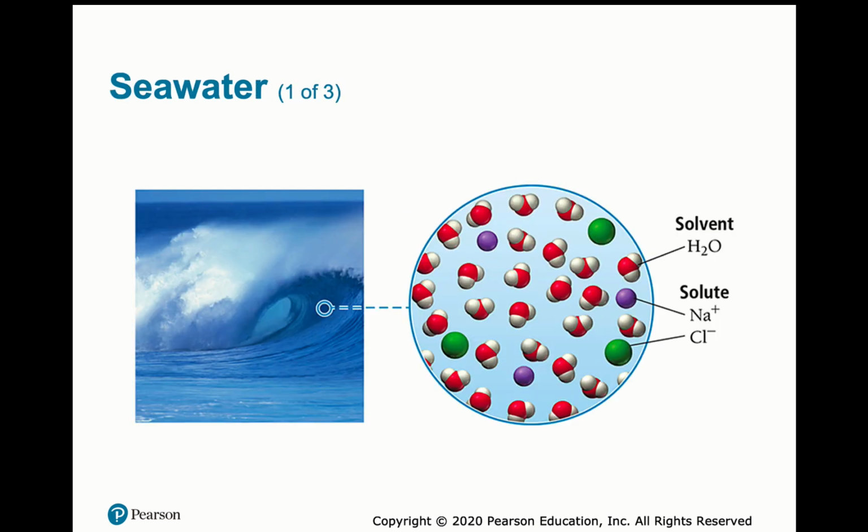So here shows seawater, and the solvent, what is most of it, is water. And the solute is, well, sodium and chlorine, but there are other salts in there as well. So it's not just sodium chloride. Sodium chloride is the largest concentration of any of the salts in sea salt, but there are other salts as well.